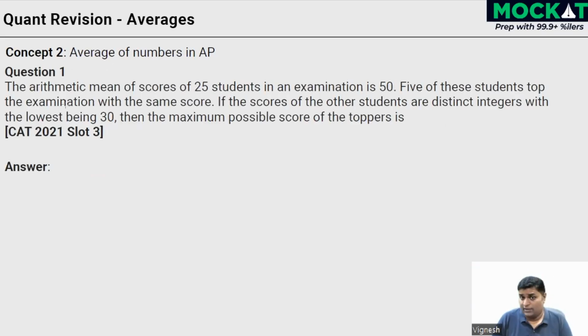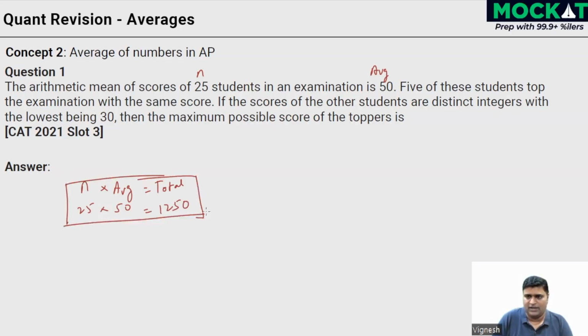On to question 1. The arithmetic mean of scores of 25 students in an examination is 50. This is how they typically give it to us. N is provided, average is provided, and the total we might have to work with to get whatever we need to find. 5 of these students, the toppers, obtain the same score, x. If the scores of the other students are distinct integers with the lowest being 30, find the maximum possible score of the toppers. The sum of all the scores is a constant, because n into average, which is 25 into 50, gives me the total score of all the students, which is 1250.